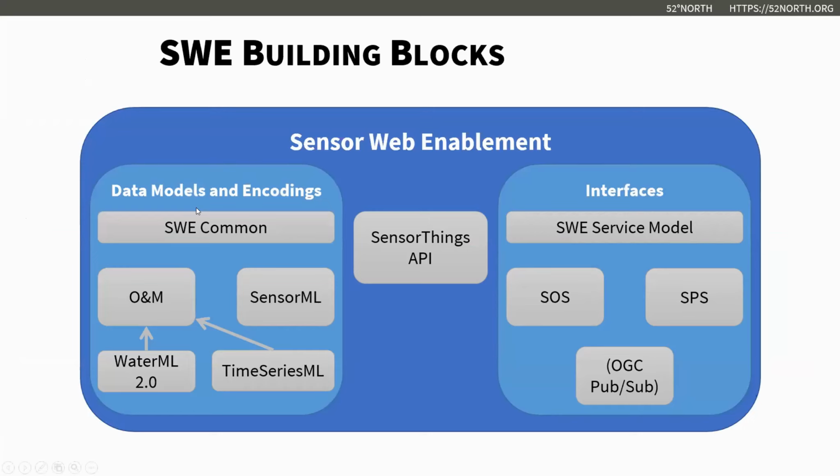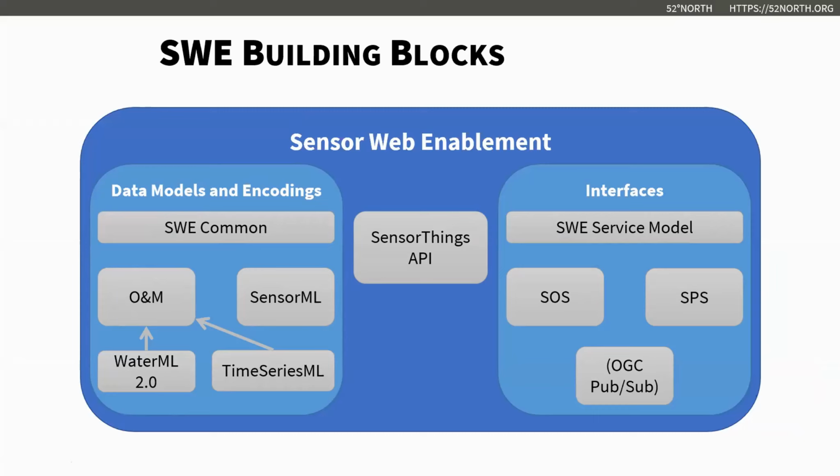In the traditional way, we have two types of standards in there. We have data models and encodings, and on the other hand, interfaces that allow us to access or do some function calls on servers. Regarding the data models and encodings, there are two very important ones. The O&M, Observations and Measurements standard. That's also an ISO standard, which allows us to describe the core properties of observation data.